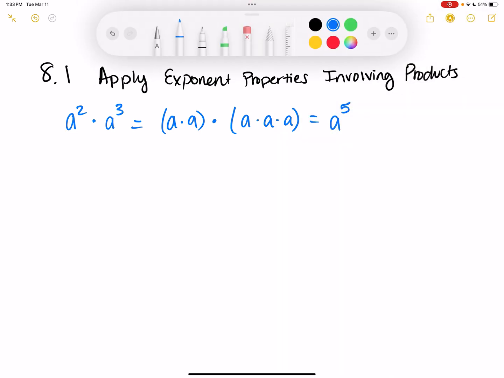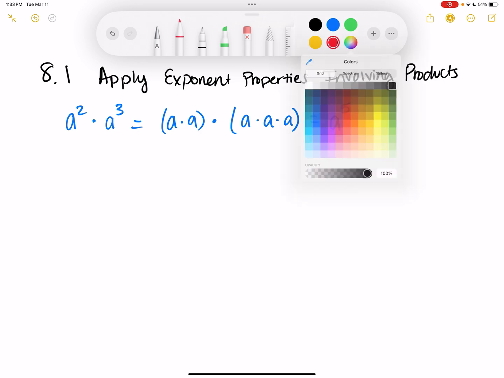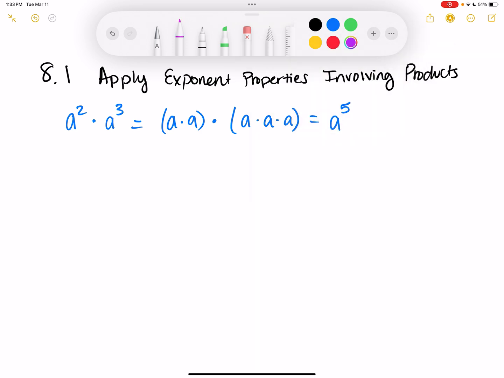But our goal is that we don't ever have to write it like that, because we're going to have rules of exponents throughout this chapter that are going to make everything easier for you. So the first one that we have is the product of powers property. And you don't need to know the name, you just need to know what you're doing with them.